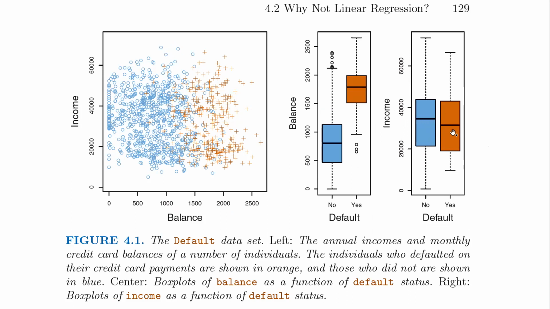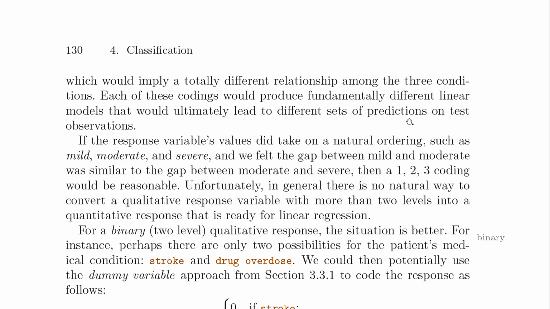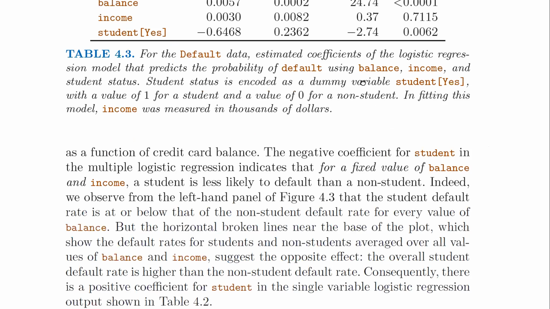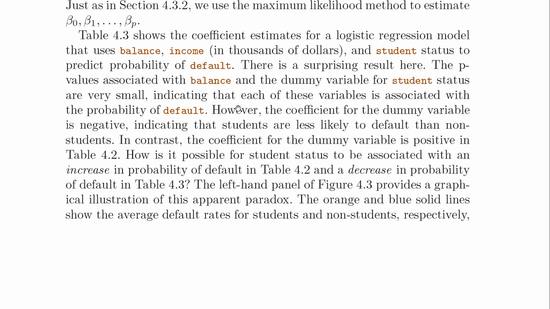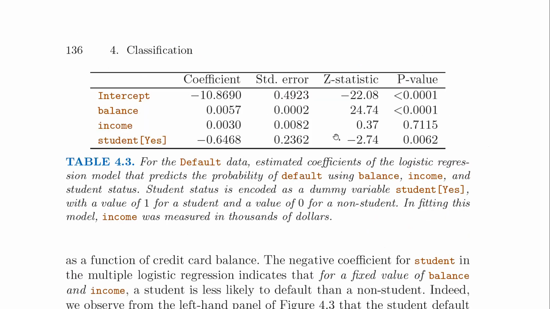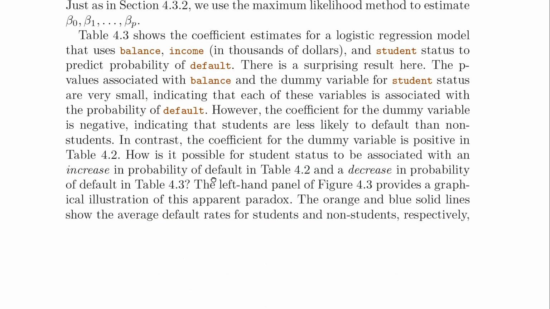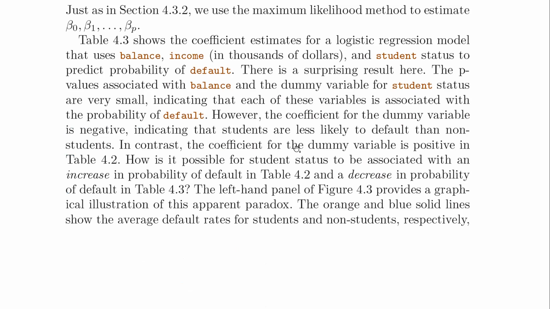If you look at the median of each one, for all those who defaulted, beg your pardon, the blue is those who did not default, and these who did default. So this is probably what we're getting at over here. However, the coefficient for the dummy variable is negative. Oh, interesting. This time around, it's negative, indicating that students are less likely to default than non-students.